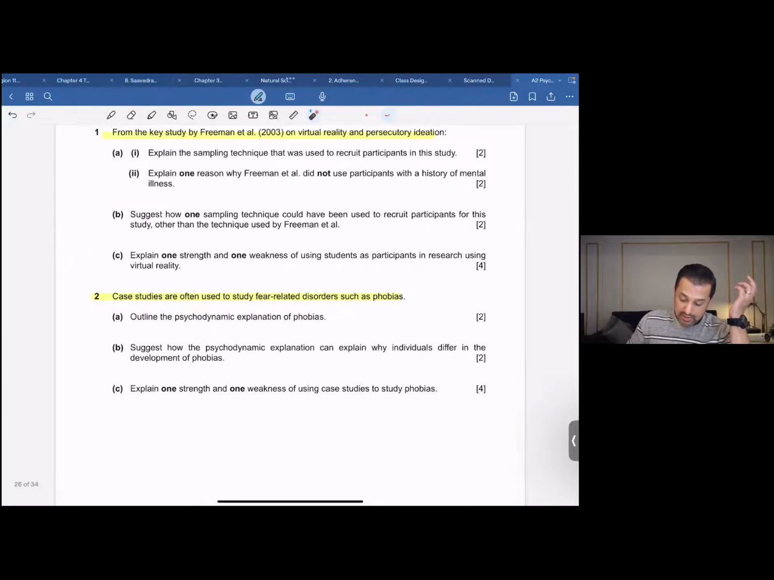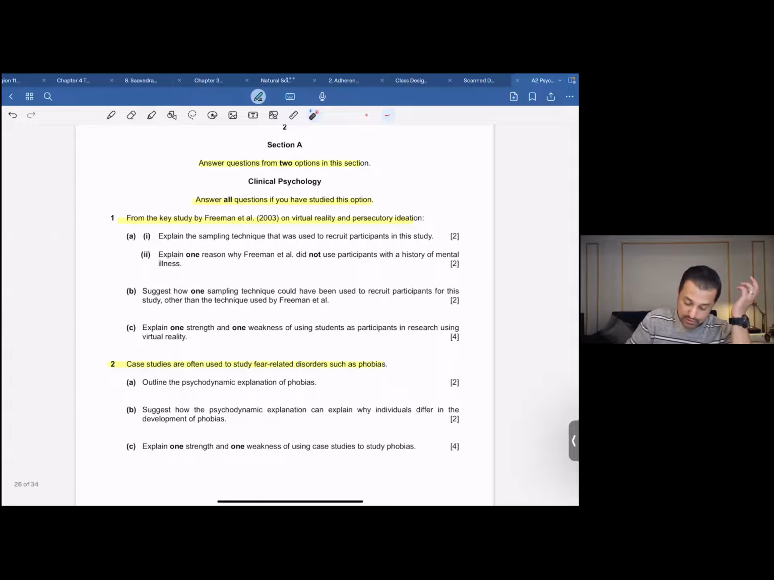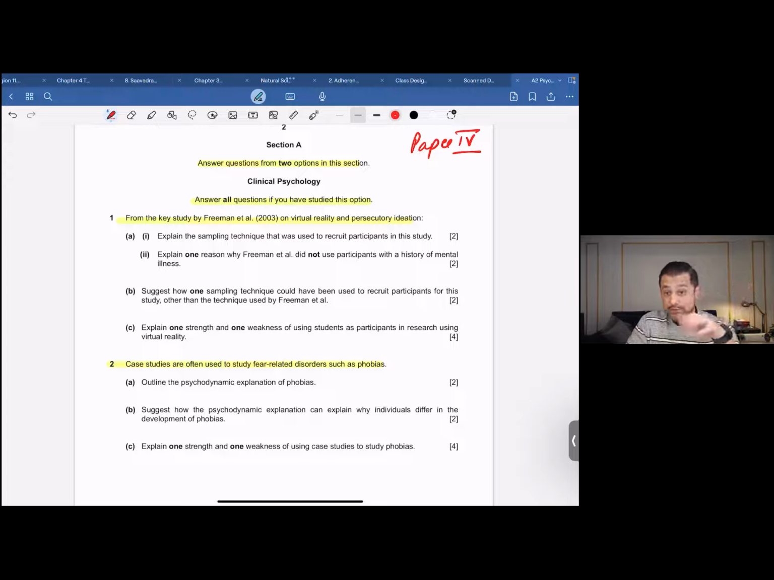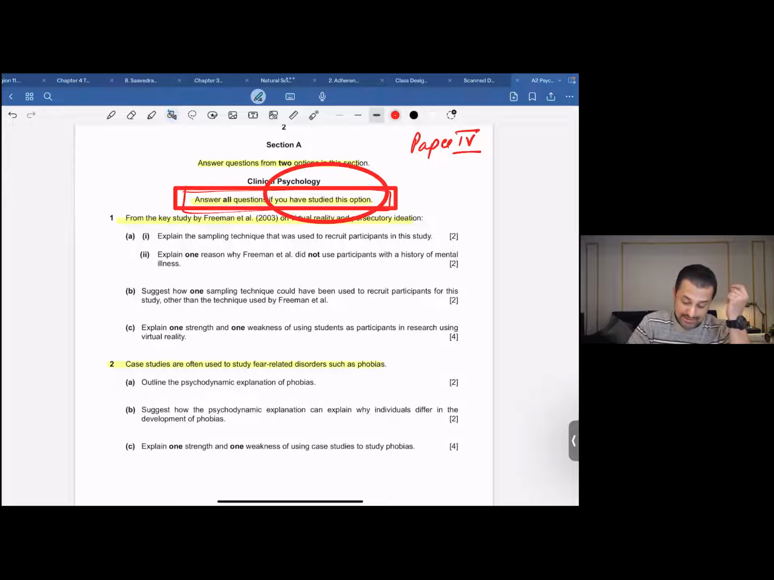So this is section A again. There are 2 questions over here. This is paper 4, section A. Answer questions from 2 options in this section. So you'd have 4 options: clinical psychology, consumer psychology, health psychology, and organizational psychology. Attempt only the questions that you have studied. Even the examiner is saying it over and over again. Attempt only the options that you have studied, okay? Now, taking this ahead, these are the questions that we have.